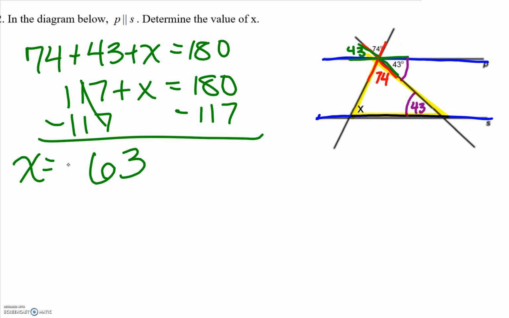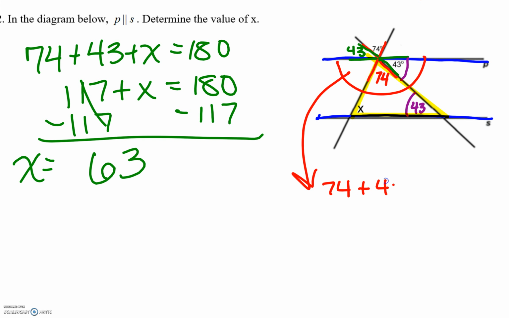Another way in which you could do that is focus in on this piece right here. We know that angles on a line sum to 180. So 74 plus 43, again, is 117. 180 minus 117 is 63. So if we said this piece is 63, 63 and x are alternate interior angles, which means they are congruent.